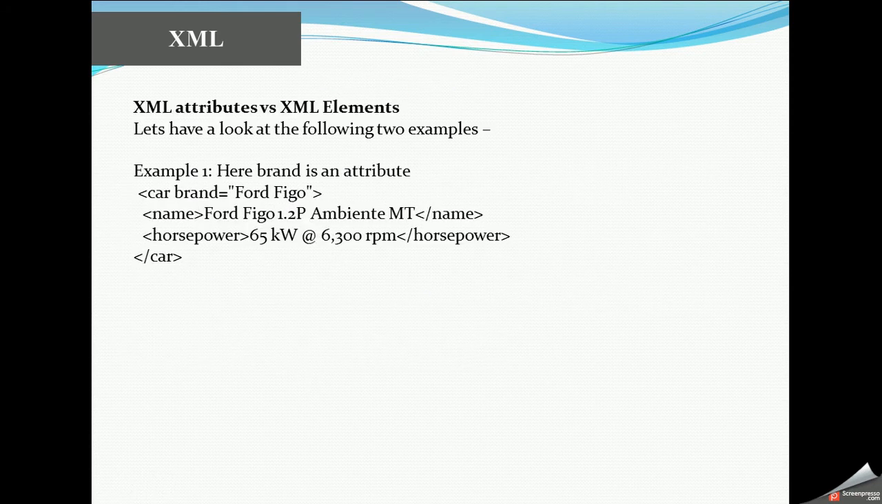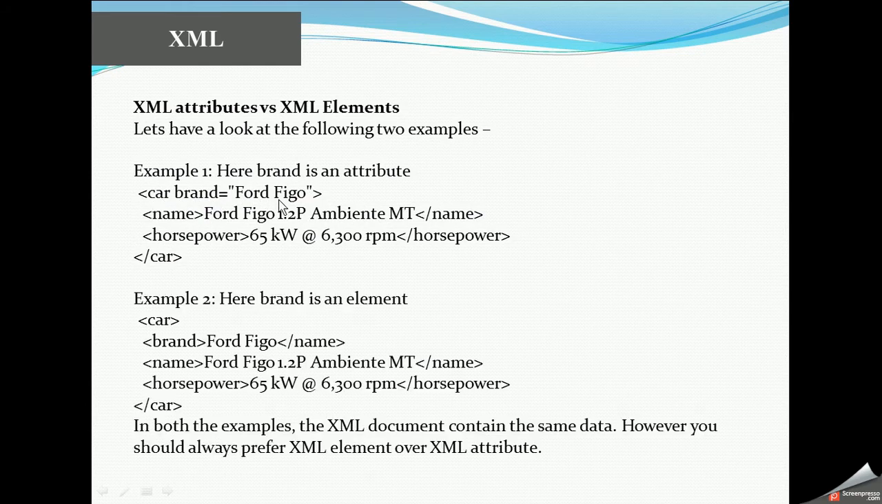Now we are seeing where we will use XML attributes and where XML elements. As I am regularly discussing XML attributes and XML elements, let's have a look. Here brand is an attribute. As I mentioned earlier, brand is the attribute and this is its value. Now here you can see brand is an element. In both examples you can see that the XML contains the same data. However, you should always prefer to use XML elements over XML attributes. Why we should use them, I will discuss later on. Now see, car brand is your XML attribute. Now brand has been used here as a tag, so it is your element.